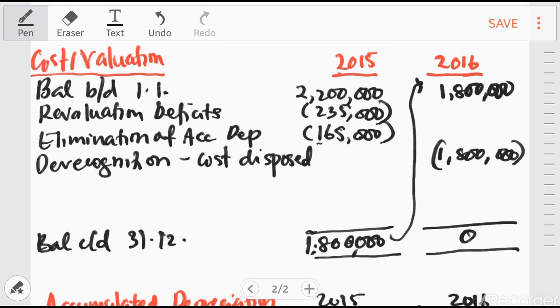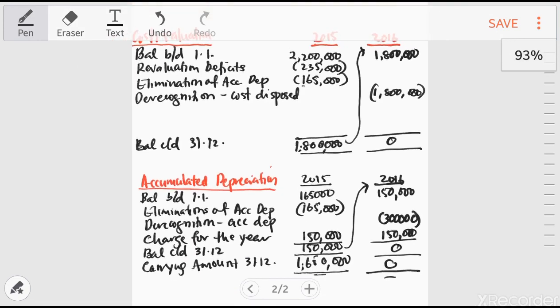Okay, that's it for our derecognition of PPE, which involves an asset that has been revalued first, and it was revalued at a deficit, and later it was being disposed at a gain. And this is the movement of PPE.